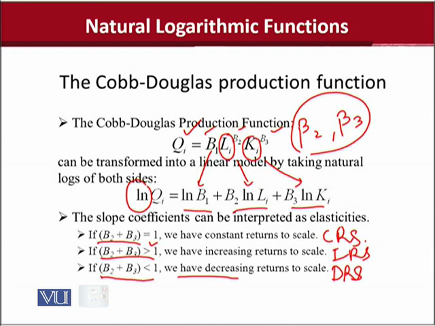So in this way, it is easier for us to understand a function which is not linear, and we can take the logarithm of that in order to make it a function which is linearized, and it can also give us more meaningful values. For example, if I shed light on this beta 1, beta 2 and beta 3.